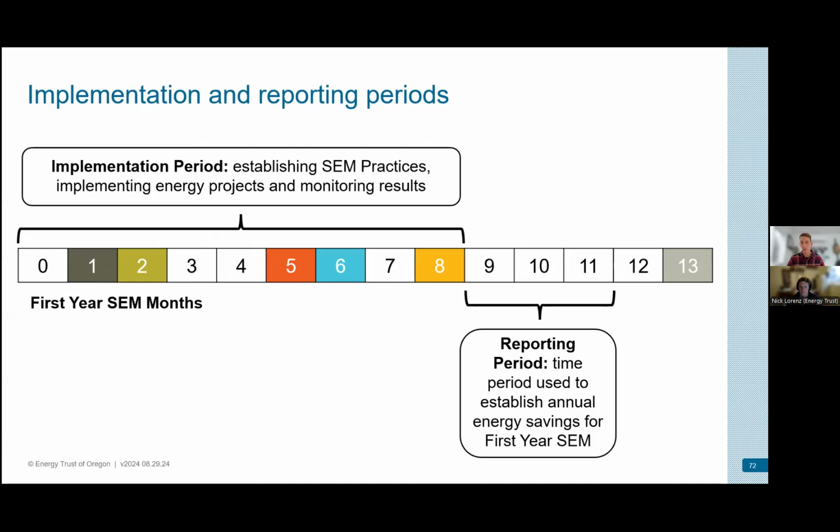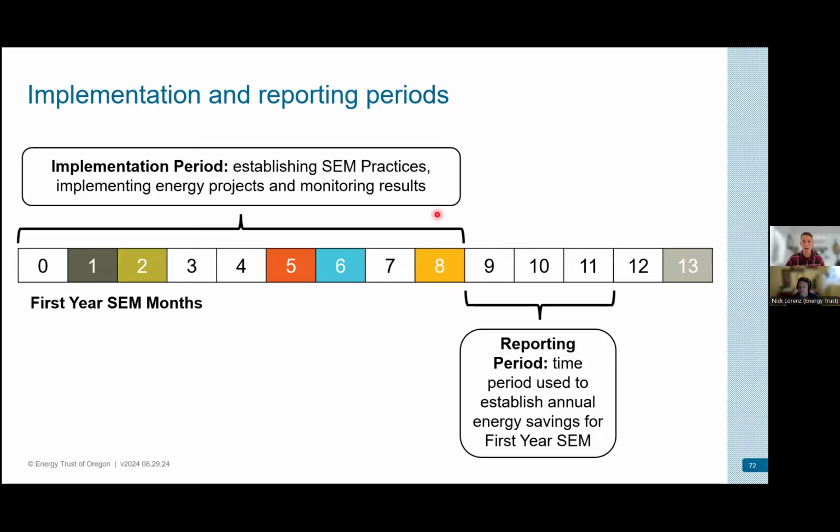In this case, we show that as the last 3 months of the program. So for those who are starting first year SEM, your program likely began October 1st. And so we have until, let's see, the end of June or so would be a standard implementation period. And then the reporting period would be July, August, and September. And again, we want to get some of those biggest projects done before the reporting period starts. So they're kind of baked into your data throughout the entire reporting period so you get full credit for them.